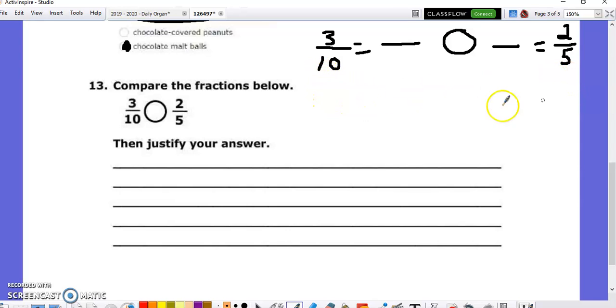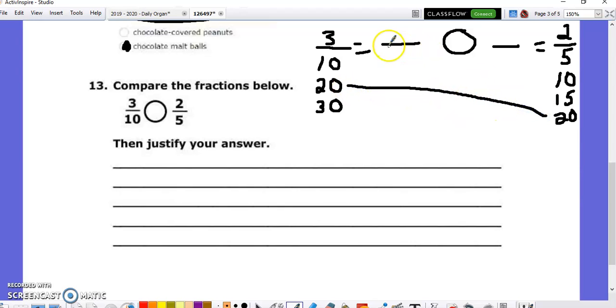Now, I could start listing the multiples of 10. However, if I list the multiples of 5, I can see that 10 is a common multiple between both of these. If you didn't do it that way, and you did list the multiples of 10, maybe you went to 30, you would see 5, 10. If I listed the multiples of 5, I would also get to 20, and I could stop there, because 20 is now going to be my common denominator, if I didn't recognize that 10 was also a common multiple.